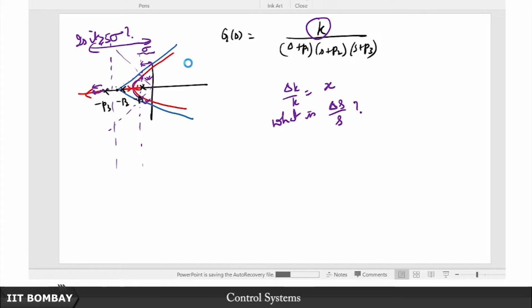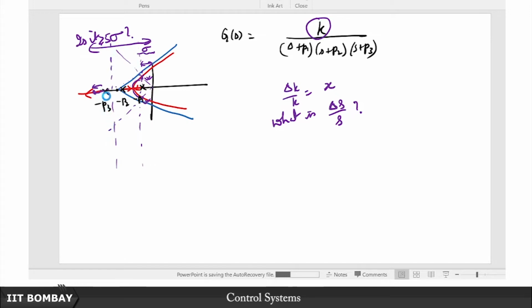So for instance, as I pointed out here, somewhere along this line, you clearly see that the intersection of this line with this constant zeta loci is somewhere here. But this point is not a valid point on the root locus. So clearly just by varying this k, I cannot place my closed loop poles arbitrarily at this location even if I want to.